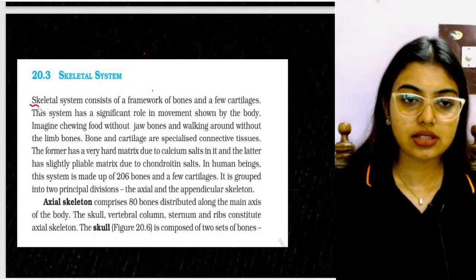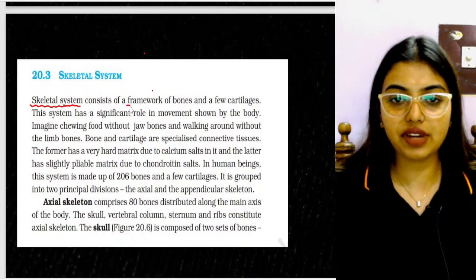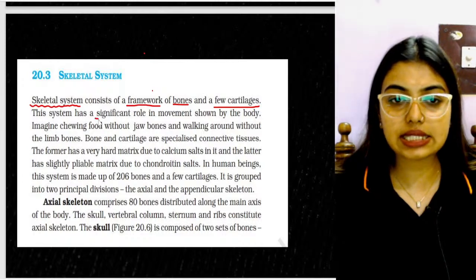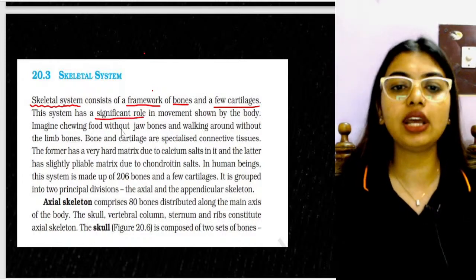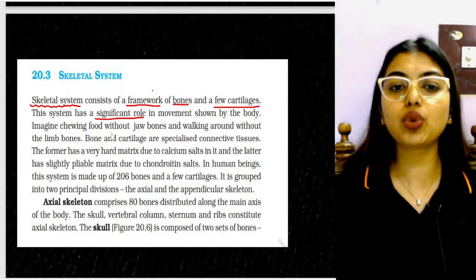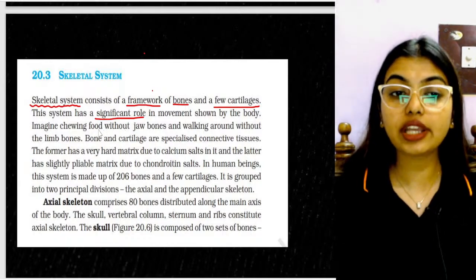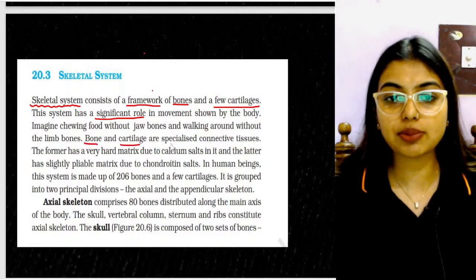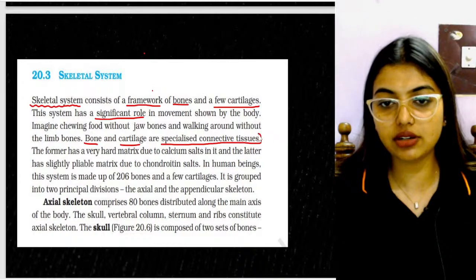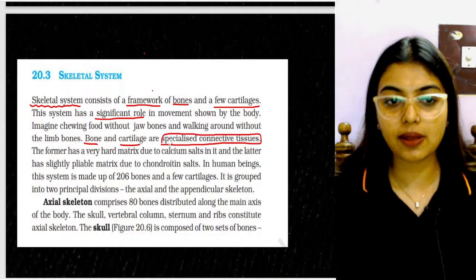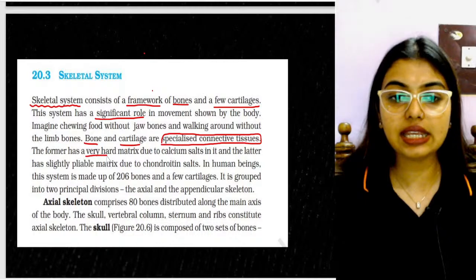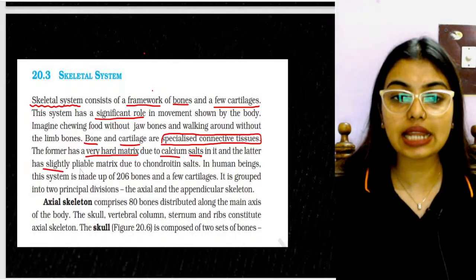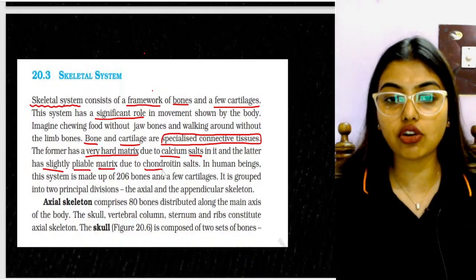So the skeletal system consists of a framework of bones and a few cartilages. This system has a significant role in movement shown by the body. Imagine chewing food without jaw bones and walking around without limb bones. My God, scary, right? Bone and cartilage are specialized connective tissue. This we have learned in structural organization. The former has a very hard matrix due to the calcium salts in it, and the latter has a slightly pliable matrix due to the chondroitin salt.